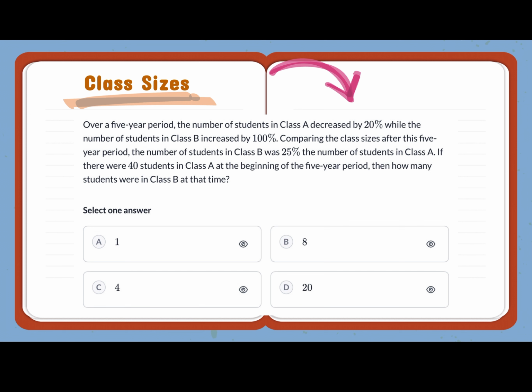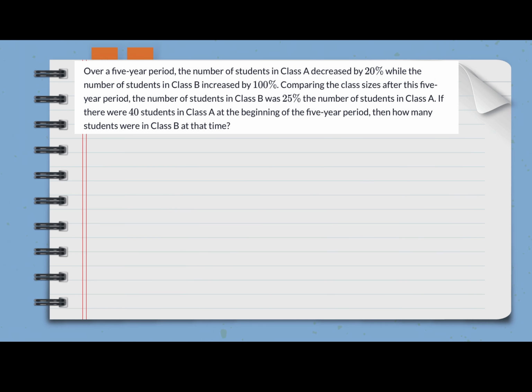Over a 5-year period, the number of students in Class A decreased by 20%, while the number of students in Class B increased by 100%. Comparing the class sizes after this 5-year period, the number of students in Class B was 25% the number of students in Class A. If there were 40 students in Class A at the beginning of the 5-year period, how many students were in Class B at that time?